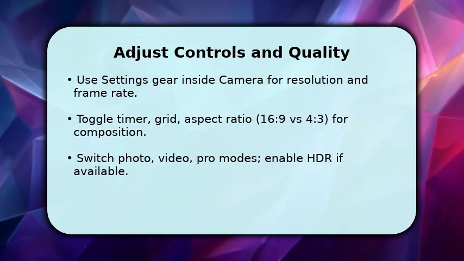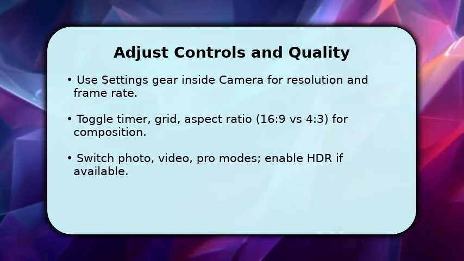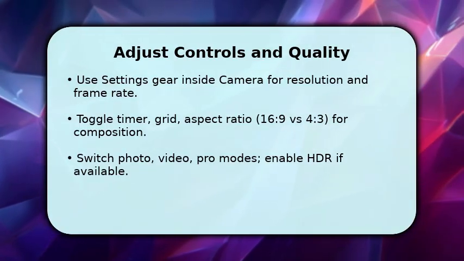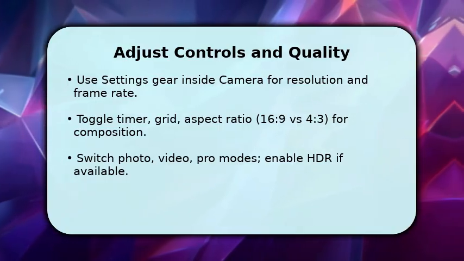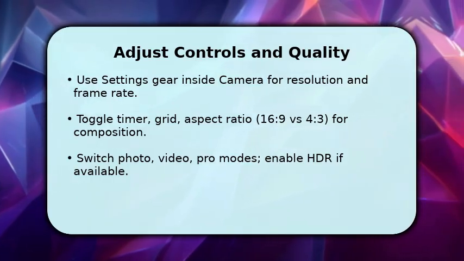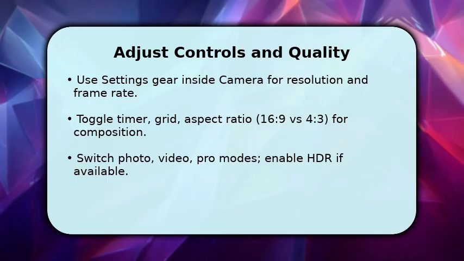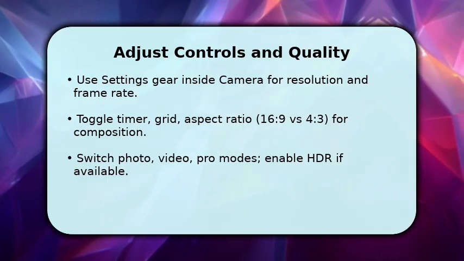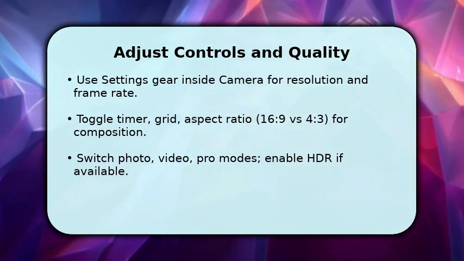You now refine image quality and controls so results match your intent. Open the camera gear to change resolution and frame rate. Higher values increase file size, but improve detail. Once set, toggle grid lines and aspect ratio to compose shots. Use the timer for stable selfies or group photos.